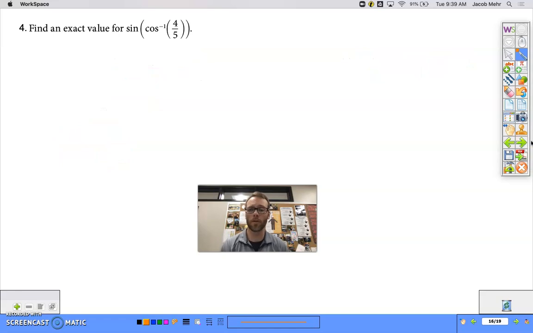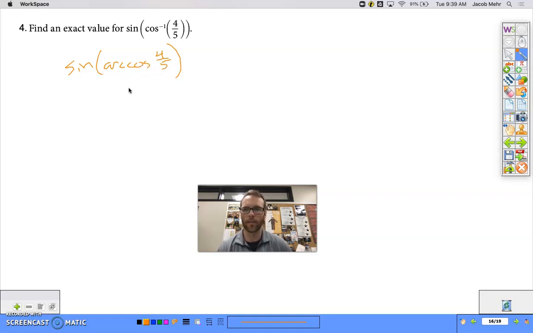All right, so now what we're going to do is see what happens when we step away from our unit circle. Also notice that this time the inverse is on the inside. And that's what we're going to look at for the next two, is what happens when the inverse is on the inside. So we're going to take the sine of the arc cosine of 4/5. Now, 4/5 is not on our unit circle.